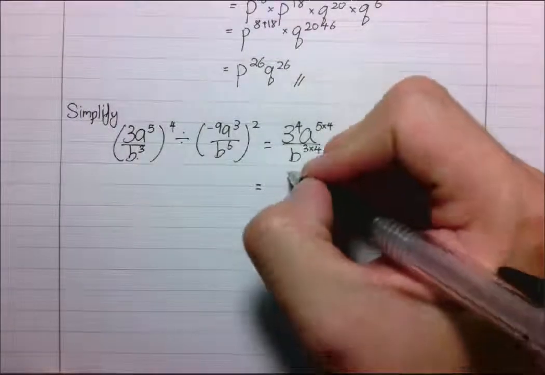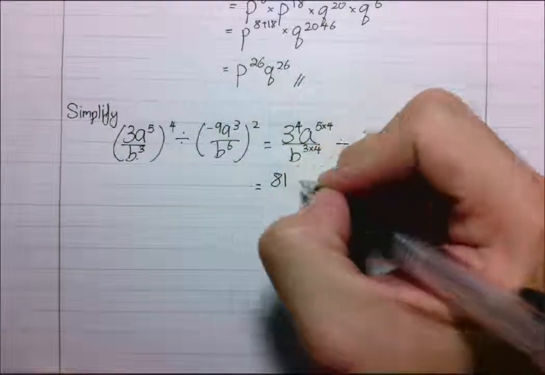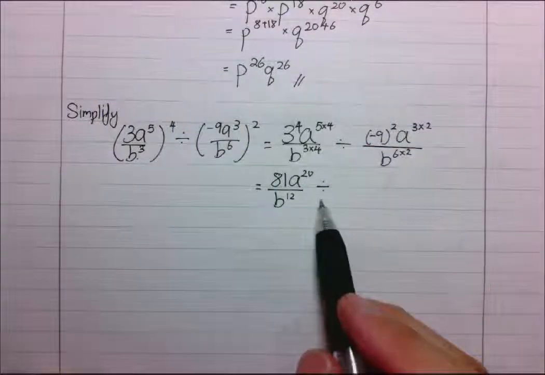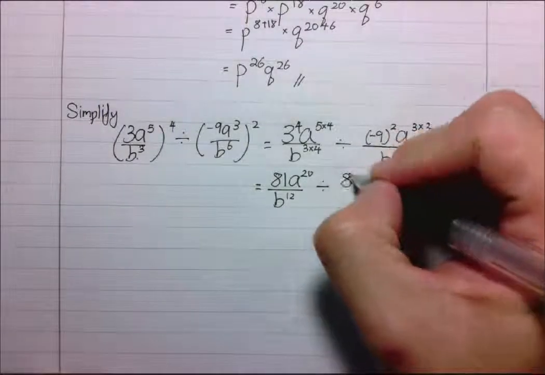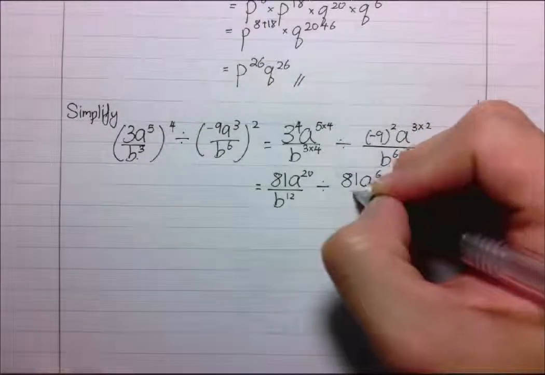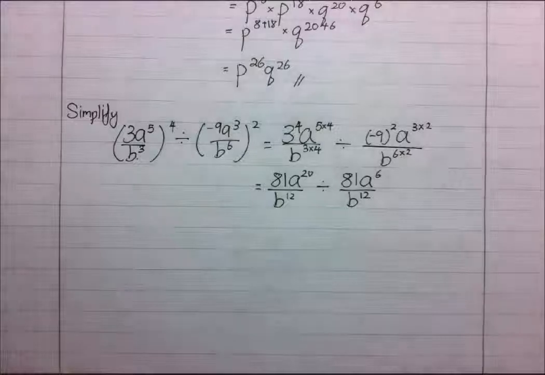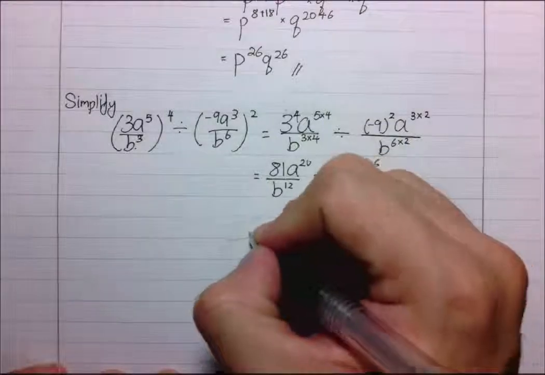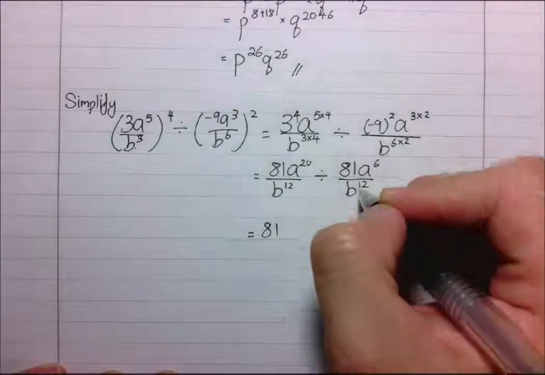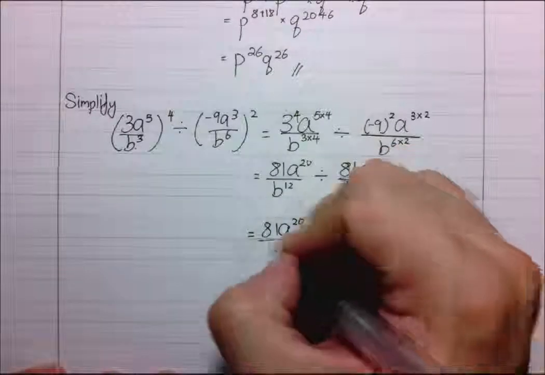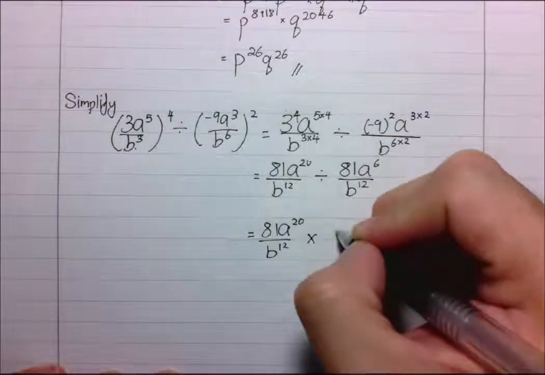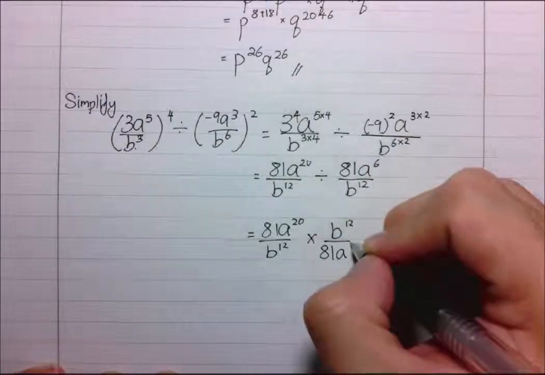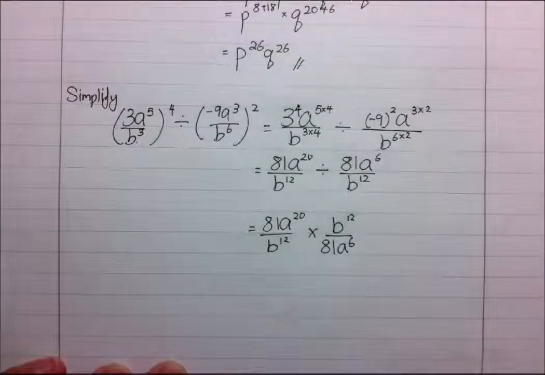3 times 3 is 9, times 3 times 3 gives me 81, a to the power of 20, b to the power of 12. Divide. Notice I haven't touched the divide sign yet, just leave it alone for now. 81 a to the power of 6 b to the power of 12. Now, as we have learned in algebraic fractions and also in primary school, what we do here is change the divide sign into a multiply by taking the reciprocal of the second term. So it changes to times b to the power of 12 over 81 a to the power of 6.